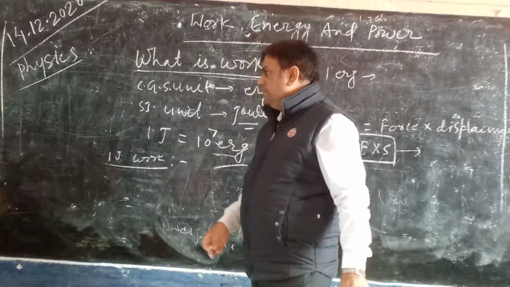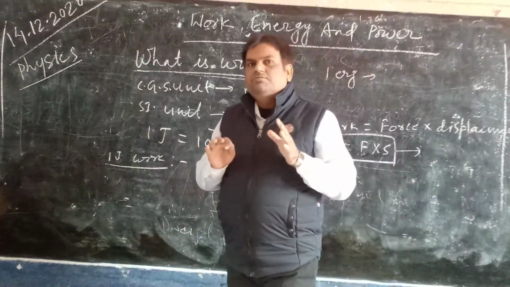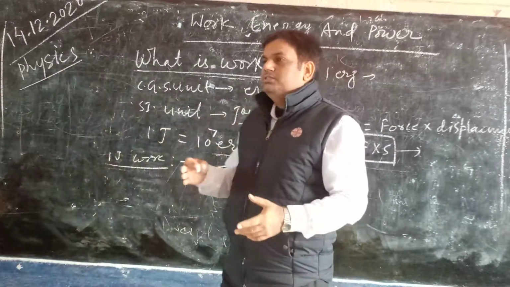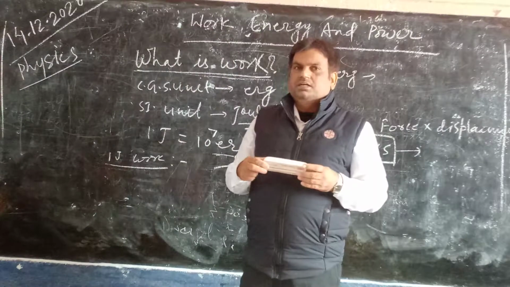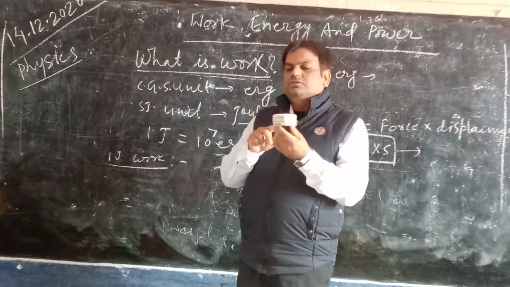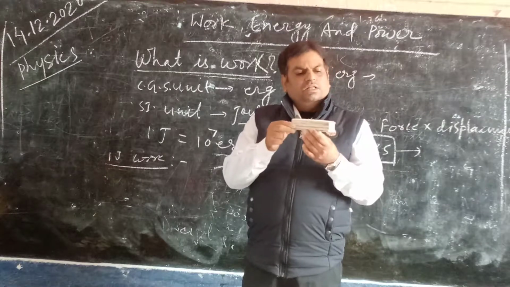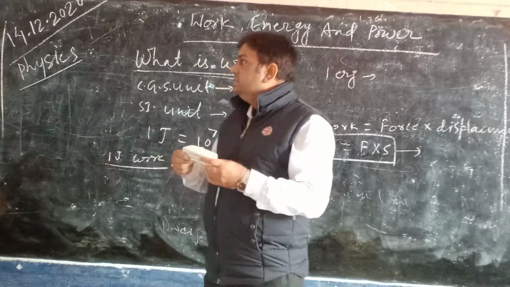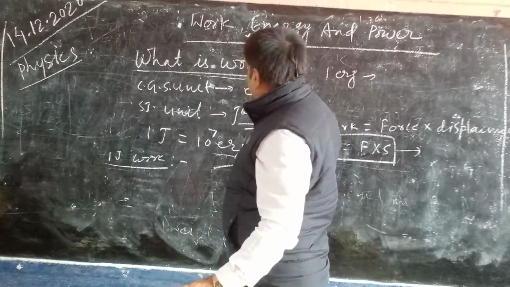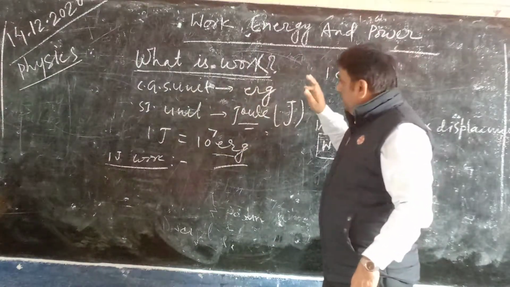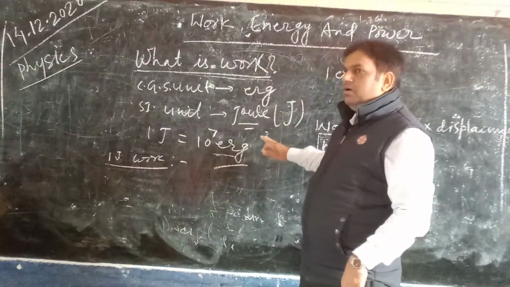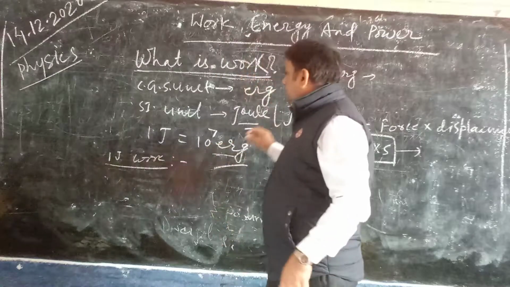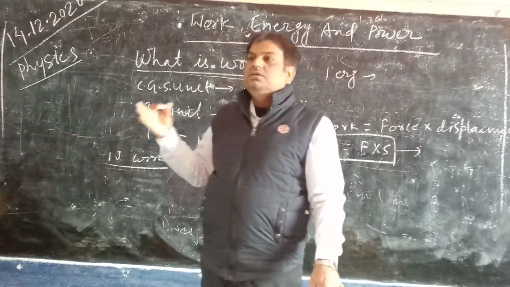Then what is work? Work means when we apply a force on any object and the object moves in the direction of force. Suppose this is a duster, and when we apply a force on the duster in this direction, the duster will move in this direction. So this quantity is known as work. When we apply a force on this wall, the wall will not be displaced from its position, it will remain stationary. So if the object remains stationary, then it is said to be no work.